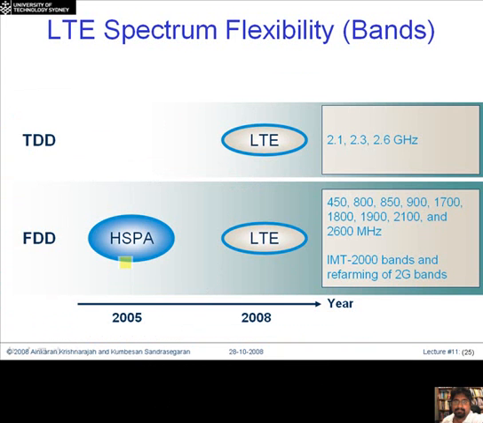Okay, so if you were to summarize what was in the previous slides, it is hoped that eventually these FDD systems, the HSPA and so forth that operate in these kind of bands, the 450, 800, 850 and so forth, will be used for LTE in the FDD mode, and the LTE in the TDD mode will mostly be used in the 2.1, 2.3, 2.6 gigahertz bands.